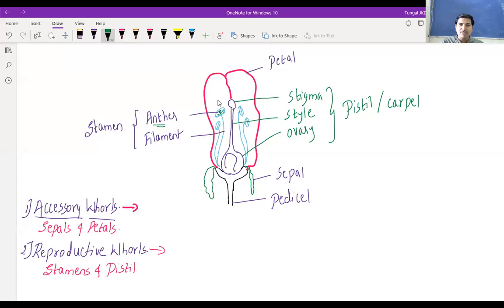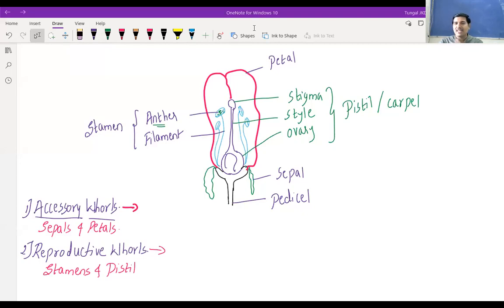Okay, they produce the pollen grains. That pollen grain we call the male gametophyte. But just simply remember that anthers are going to produce pollen grains.